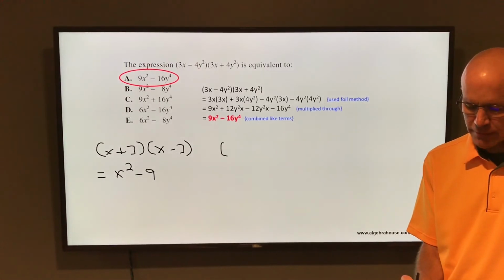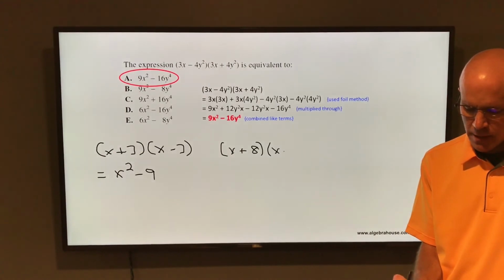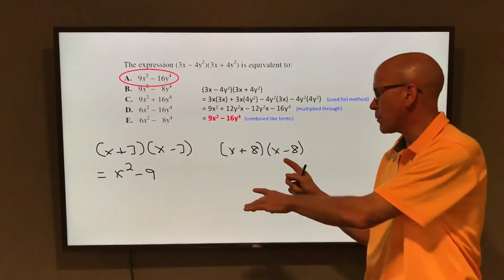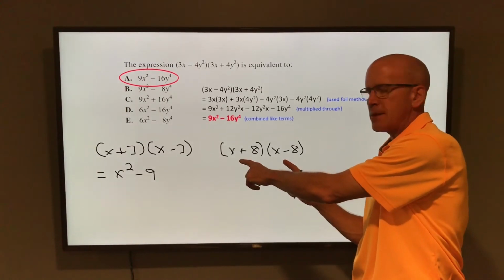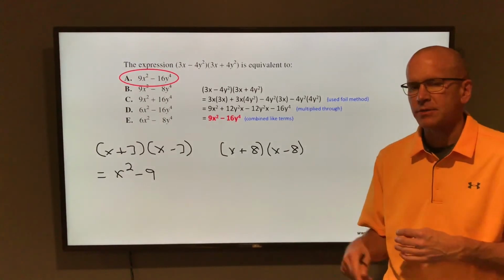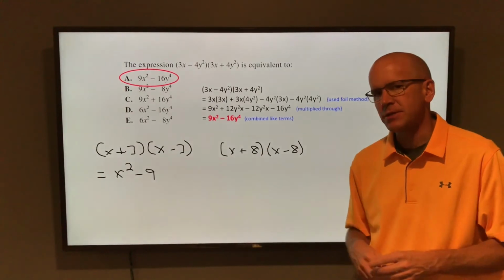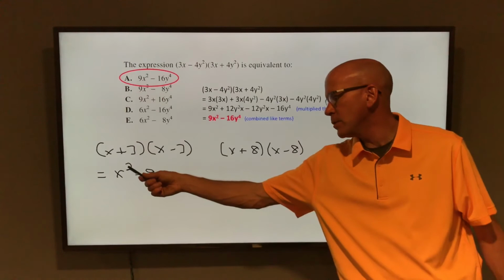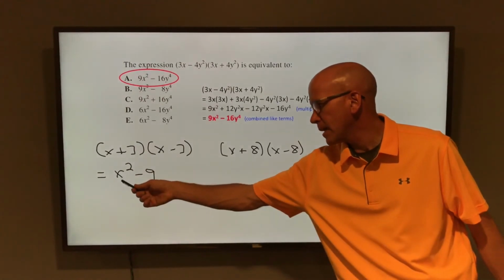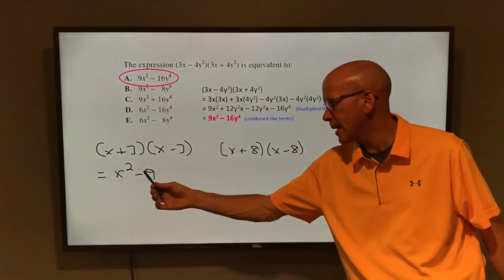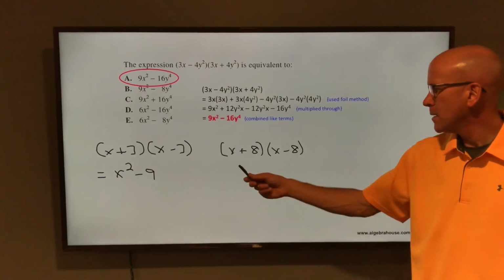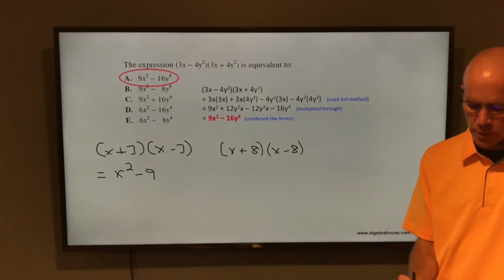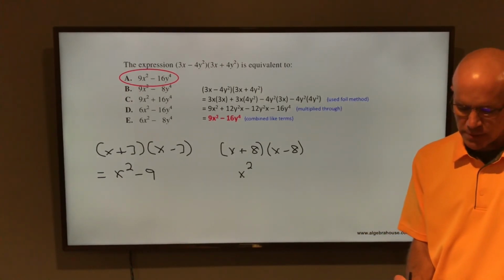Same thing if you had x plus 8 times x minus 8. Where the terms are the same, the only difference is the plus and minus sign, those are called conjugates. When you multiply two conjugates together, it's going to produce a difference of two squares. So really, all you have to do is square the first term, get x squared there, square the last term, and get 9, and then put a minus sign between them. So with x plus 8 times x minus 8, square the first term, that would be x squared. Square the last term, that'd be 64, and then put a minus sign between them.